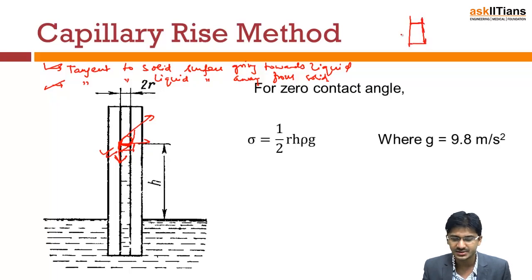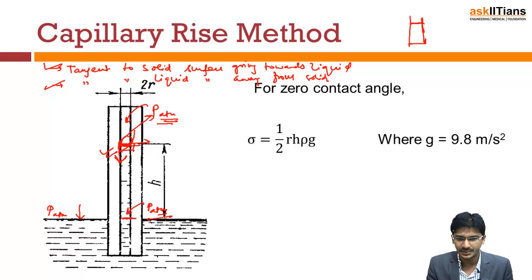Now if you consider this liquid, the pressure at this point will be atmospheric pressure, so will be the pressure at this level, right? Because they are at the same level, P atm. Now this is open to the atmosphere, so this is also P atm. So what is the pressure at this point? This is atmospheric pressure, this is atmospheric pressure.